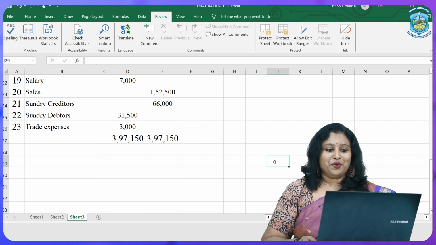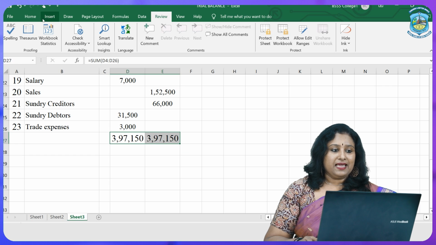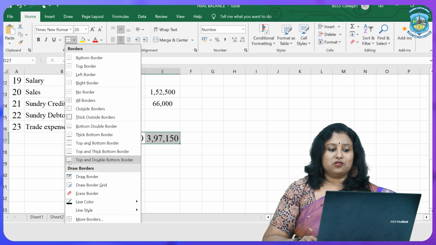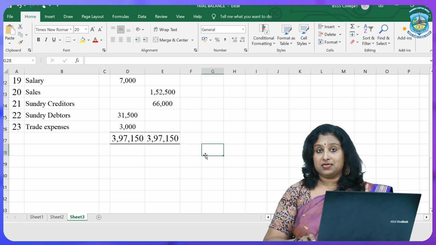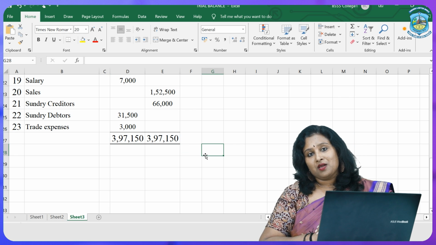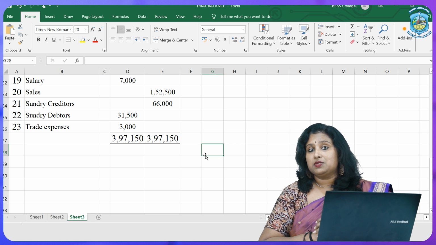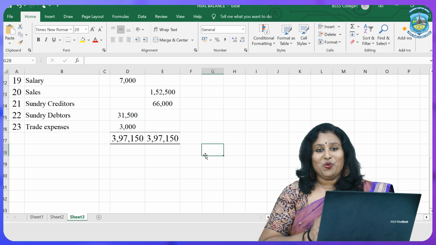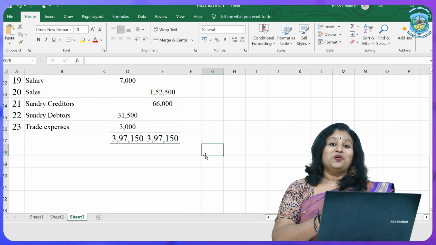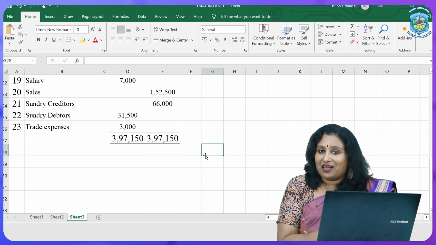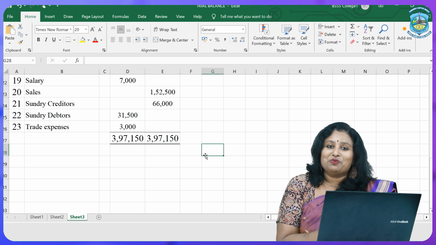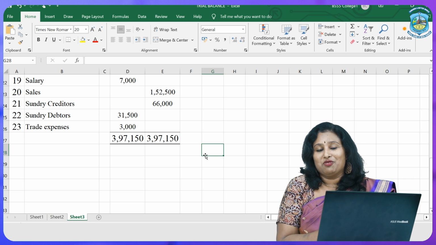Now you can try on your own. Take a big question just like this. Apply the golden rule that I have taught. That is, all the assets and expenses are to be debited. All the liabilities, capital and revenues are to be credited. So you can apply the correct rule only, yes, only and only when you are able to identify the correct nature of accounts. Okay. So for identifying the correct nature of account, you need to watch my previous videos of double entry system of bookkeeping.